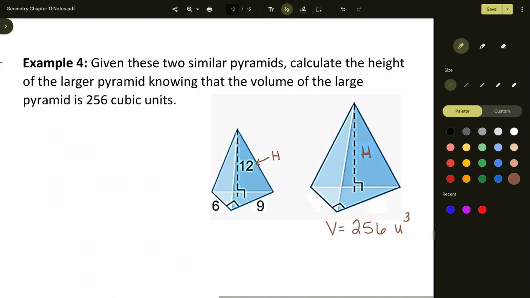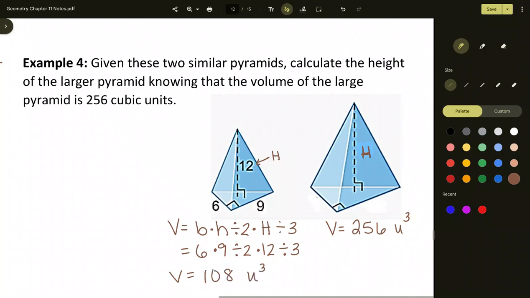Fortunately, this is a right triangular based pyramid, so I can do the formula for volume using the measurements given. Little base times little height divided by 2 times big height divided by 3. All right, plug those in. 6 times 9 divided by 2 times 12 divided by 3. This volume for the smaller pyramid comes out to be 108 units cubed.